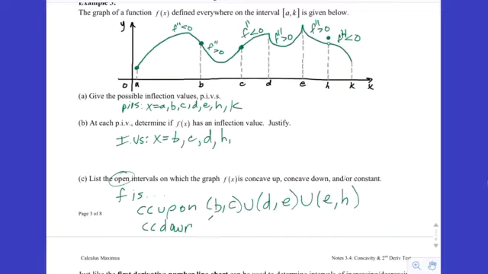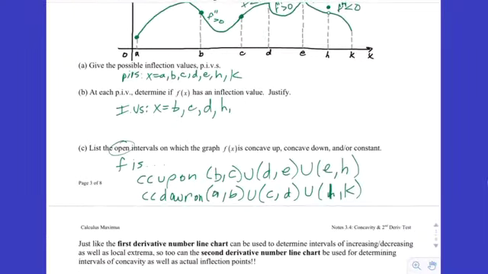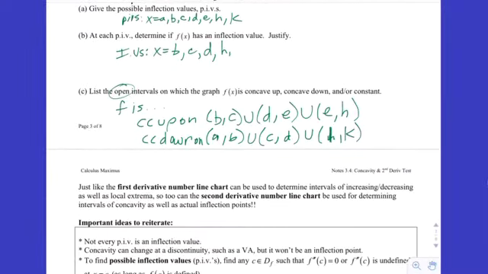Concave down, that would be on the interval from A to B, union C to D, union H to K, right? So not very difficult. If you have the graph and you have those marks conveniently labeled for you, it's pretty easy. What we're going to do, though, is we're going to find it analytically with an equation.